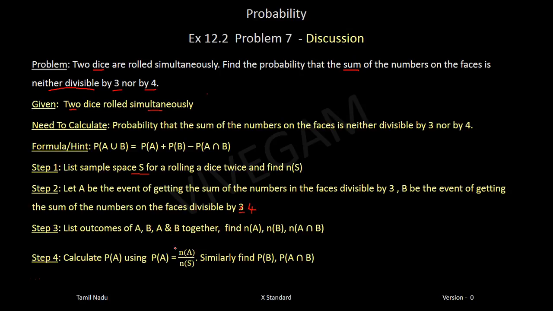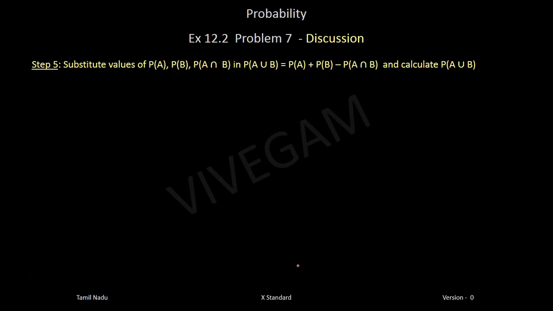Once you find that, find the probability of A using n of A divided by n of S. Similarly find the probability of B and probability of A intersection B. Once that is done, then you can substitute all these values and get the probability of A union B. What is probability of A union B? Probability of A or B. What is A here? Probability of the sum being divisible by 3 or by 4. Right? So now you calculate that because this is known, and this is known. So which means this can be calculated.